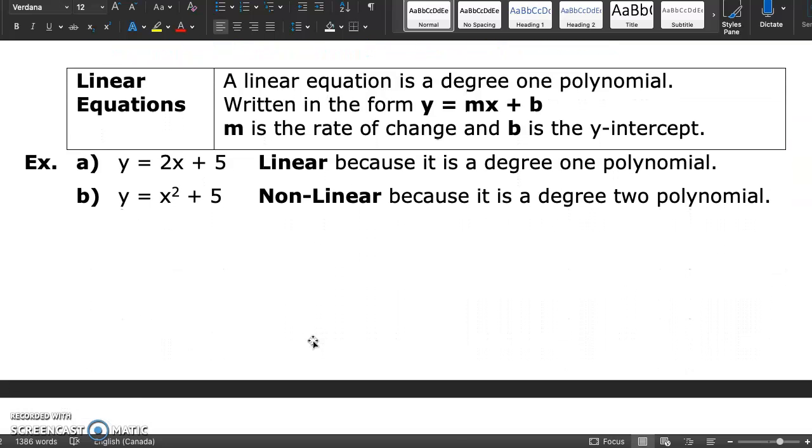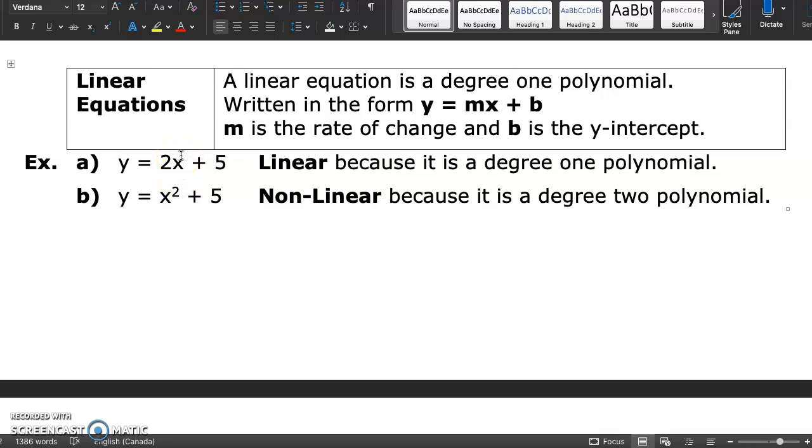So equations of linear relationships, they are in the form y is equal to mx plus b, where m represents the slope and b represents the y-intercept. Another way of looking at this is it is a degree 1 polynomial, meaning that the exponent on the variable x is equal to 1.